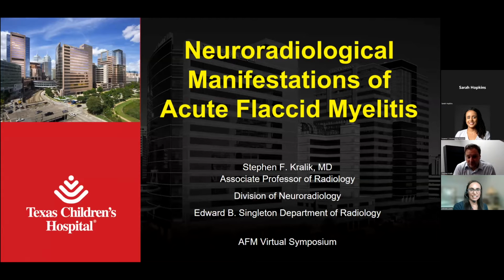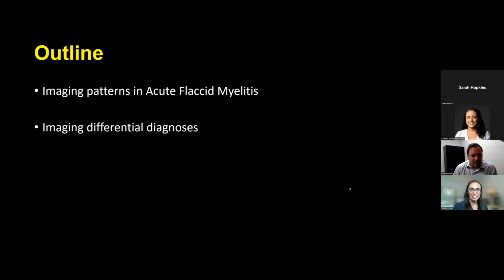Hi, my name is Steve Kralik. I'm an associate professor of radiology at Texas Children's Hospital. I'm going to be talking about neuroradiological manifestations of acute flaccid myelitis. So we're going to talk about imaging patterns in acute flaccid myelitis and the imaging differential diagnoses.